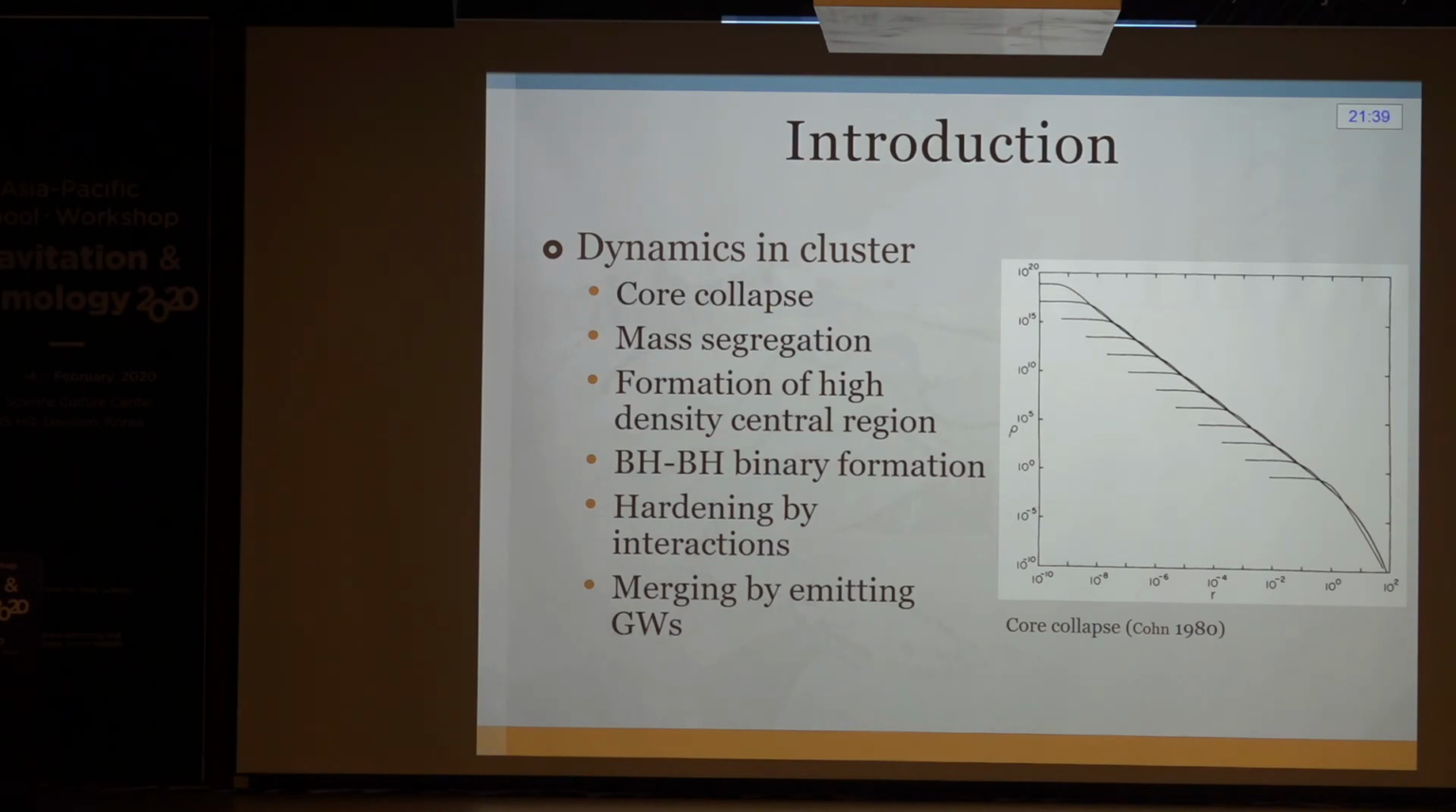There are many black holes in the central region, and in there black hole binaries can be formed through different kinds of scenarios, and through the interactions the black hole binaries can get hotter and hotter, and finally they are ejected. Most of them are ejected from the cluster, and they merge by emitting gravitational waves.